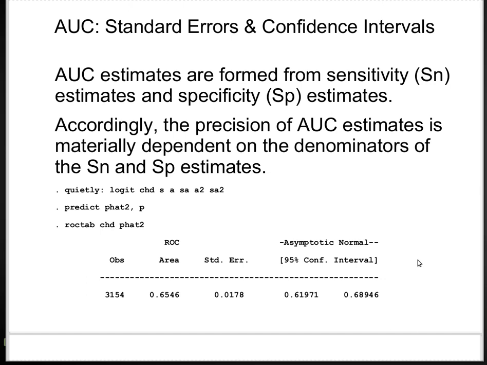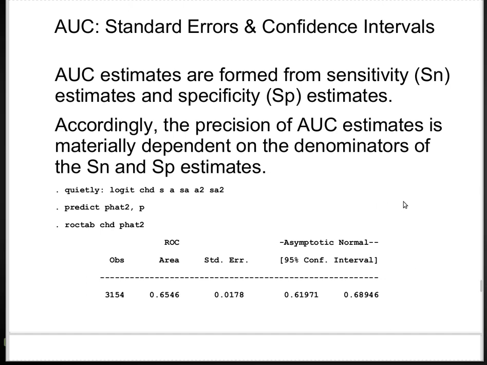It turns out, because the AUC is a quantity that is estimated from the sensitivity and specificity estimates, and the numbers in the numerator and denominator of those characteristics for the different cutoffs, that the AUC is itself a quantity that can be viewed as an estimate of a population characteristic. I'll comment on that a little bit later.